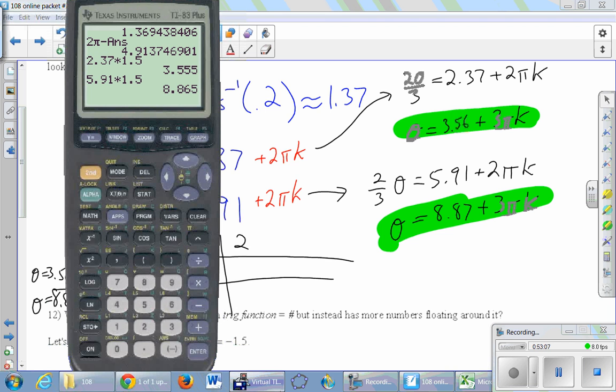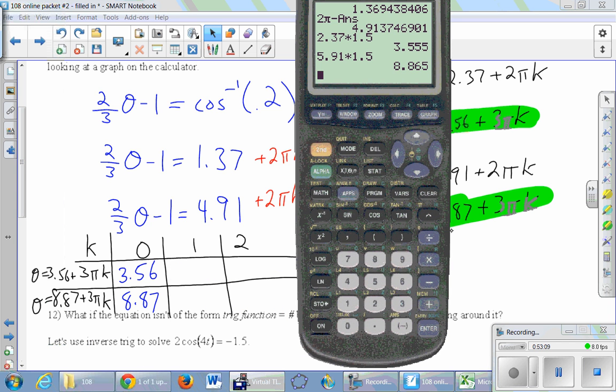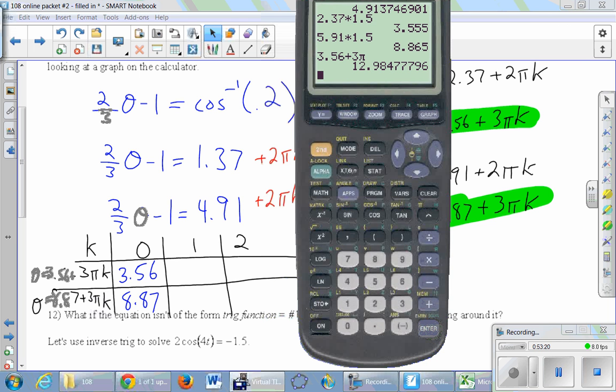Okay, so then we can come back here and say, what if we just take the 3.56 and add 3 pi, because we're picking k equals 1 in this case. So we get that number, or we could have done the 8.87 and add 3 pi times 1, which is that number. So let's write down those two. And 18.29. Now we're done. We've got the first 4 positive ones, but it's not hard to find any more.